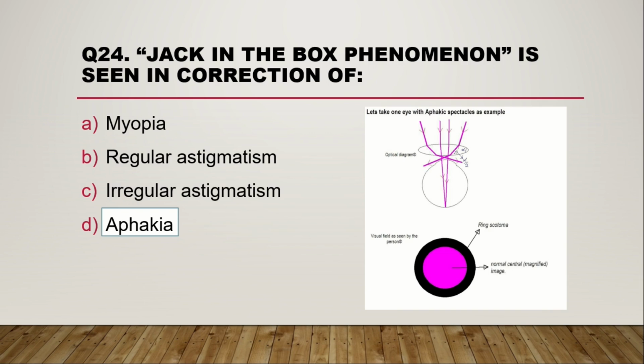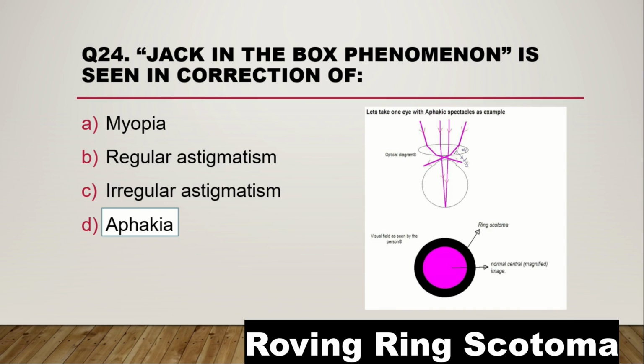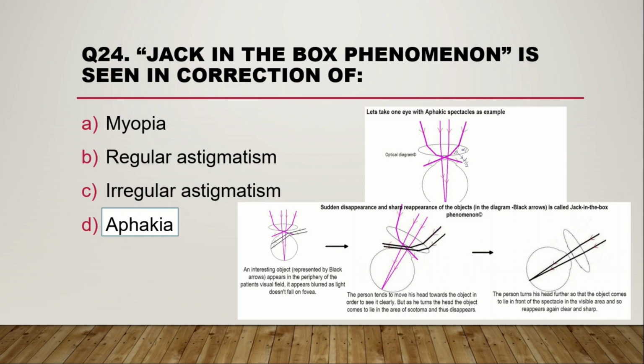And because the edge of the lens is present all around the lens like a ring, it gives rise to a ring-shaped scotoma. The position of this scotoma is not fixed in the visual field because the eye keeps moving or roving in relation to the ophthalmic spectacles, hence resulting in a roving ring scotoma. The presence of the roving ring scotoma leads to another interesting phenomenon.